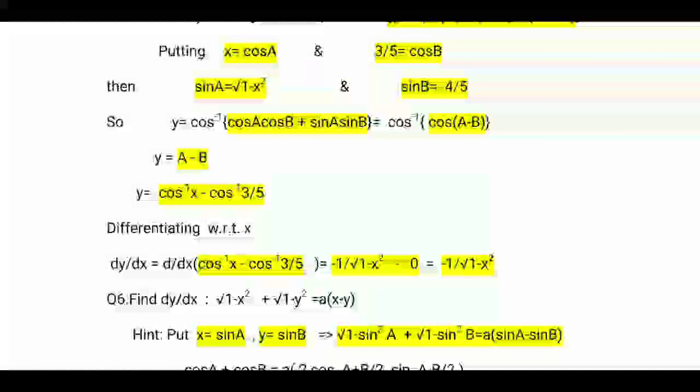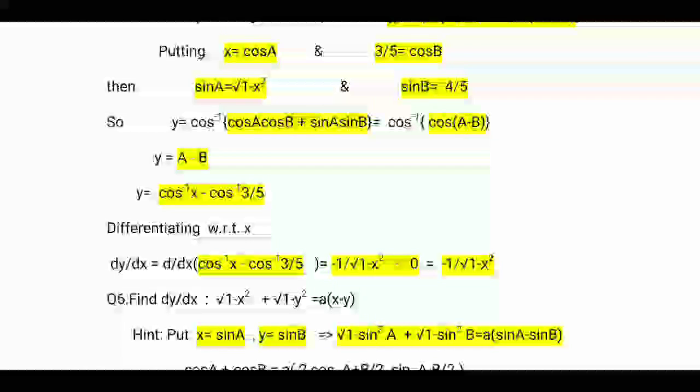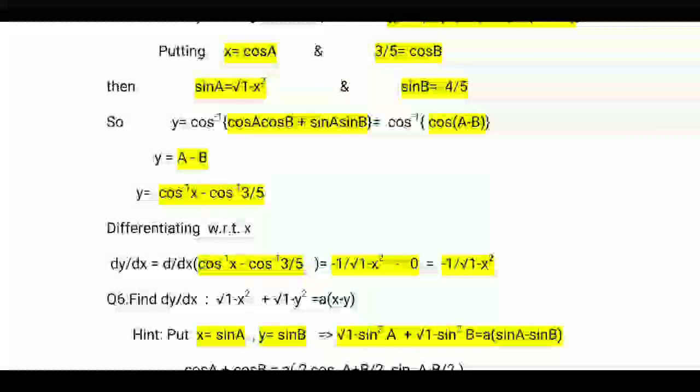Now put the value of A. A will be equal to, from above, cos inverse x, and B will be equal to cos inverse 3 upon 5. Now differentiate both sides with respect to x. dy upon dx will be equal to d upon dx of cos inverse x minus d upon dx of cos inverse 3 upon 5. Cos inverse 3 upon 5 is a constant quantity, so its differentiation will be 0. And now d upon dx of cos inverse x is minus 1 upon root of 1 minus x square, minus 0, that is equal to minus 1 upon root of 1 minus x square.